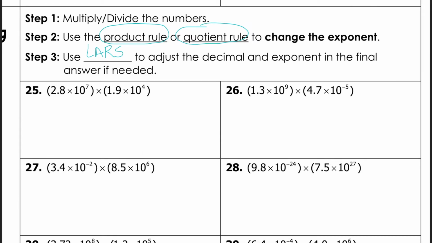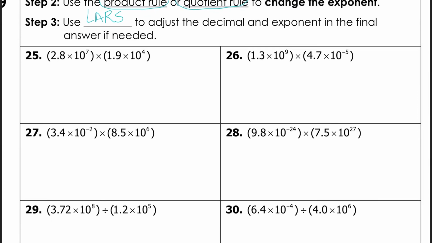So for number 25, for example, we're going to multiply, look in the middle here, 2.8 times 1.9. If we multiply those two together, we get 5.32. And then since we're multiplying, we add our exponents, and 7 plus 4 is 11. That's it. Okay? Multiply the base, add the exponents because we're multiplying.